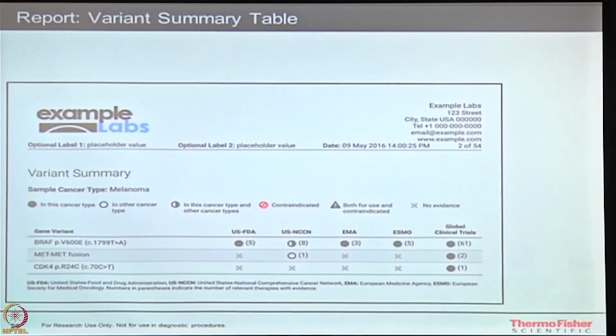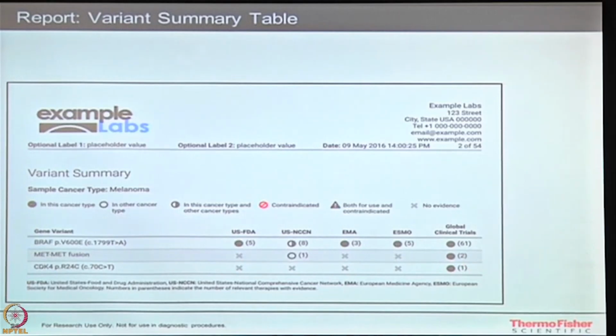So here is an example report where you have the variants that we are looking at. There is a fusion, there is a C to T change, and there is a T to A change happening here also. There is a protein change happening, V600E, an amino acid change. At the same time, there are different clinical trials and drug affiliations available.